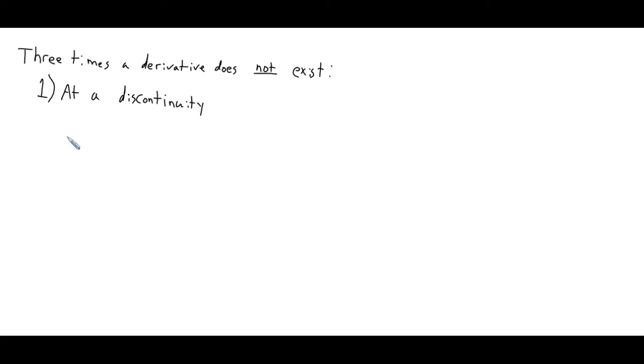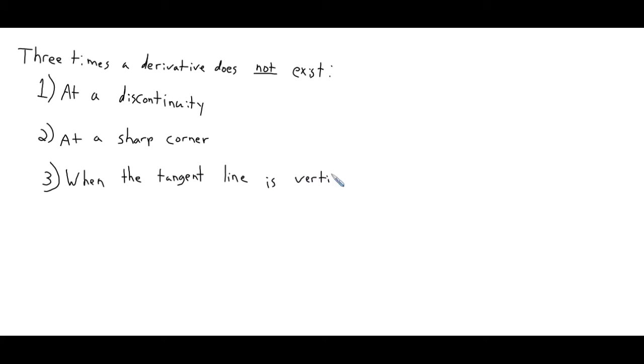The first case is at a discontinuity, and I'll go over all these in depth. The second case is that the derivative will not exist at a sharp corner, and I'll explain what that means. And the third case is when the tangent line is vertical, because a vertical line has a slope of infinity.